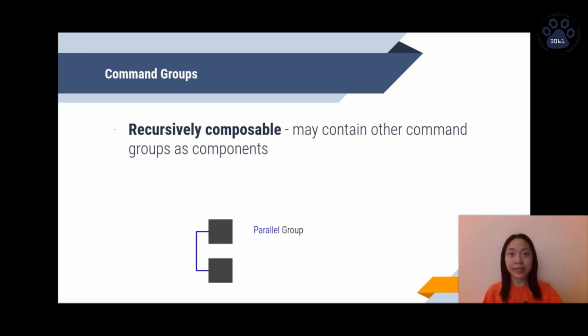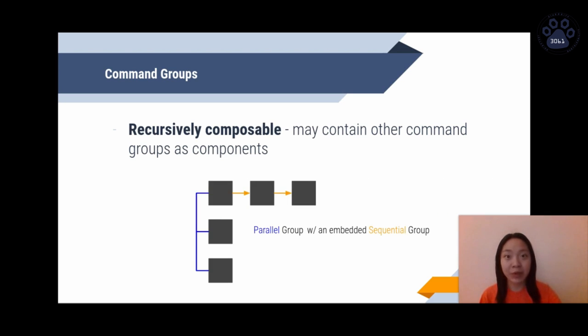Most importantly, command groups themselves are commands. This allows them to be recursively composable, meaning that a command group may contain other command groups as components. For example, a sequential group structure may be embedded within a parallel one. These more complex structures can be again embedded in another structure. As a result, composition is an extremely powerful tool that can achieve complex robot behavior.